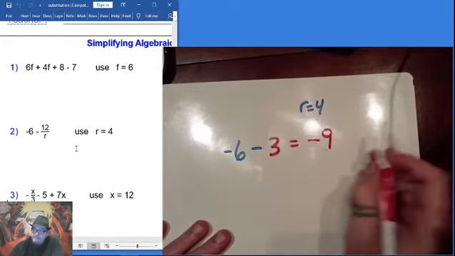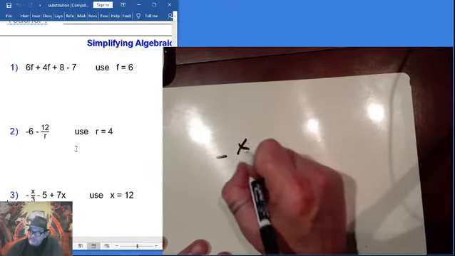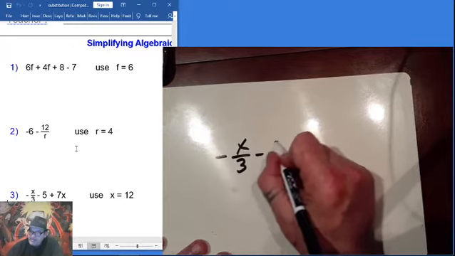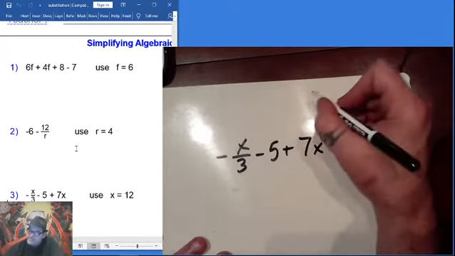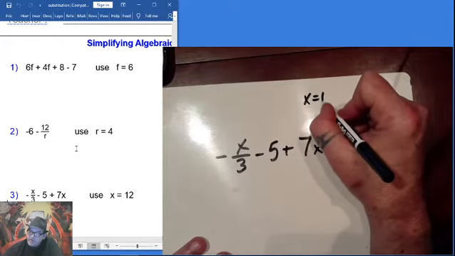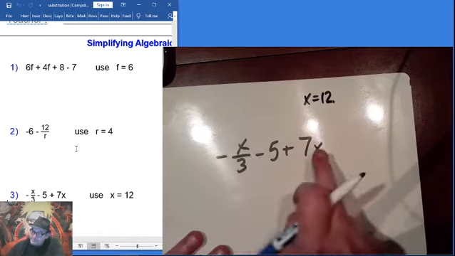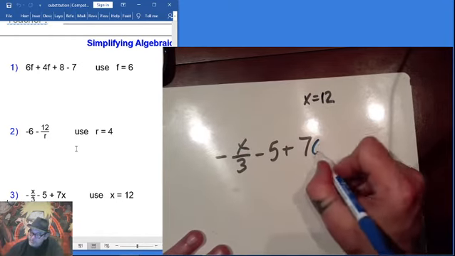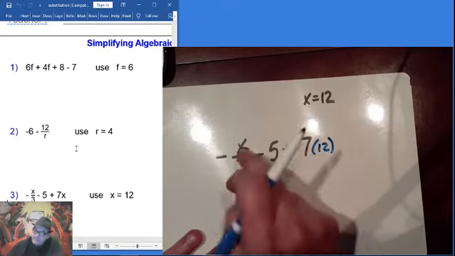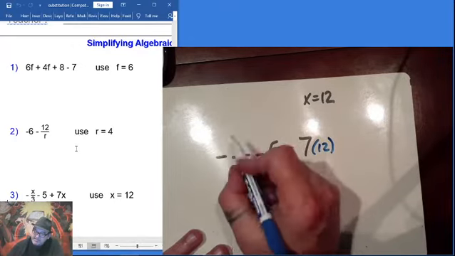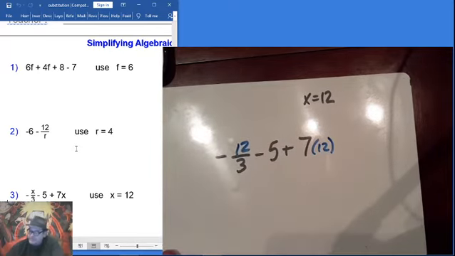Let's take a look at number 3. We'll do 2 more. Negative x divided by 3 minus 5 plus 7 times x. And they're telling us that x equals 12. So just like before, wherever there's an x, I'm going to replace it with a 12. So I'm going to put that in parentheses because it's 7 times 12. And then I'm going to replace this x also with a 12. Doesn't need parentheses because it's not next to any other number.